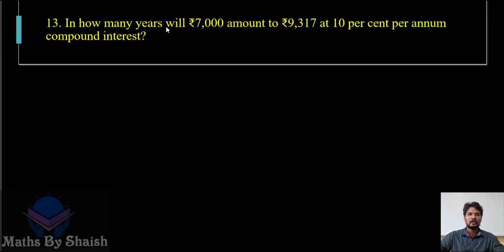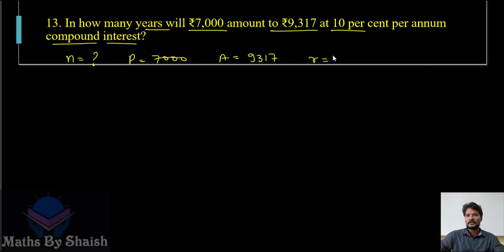13th question is, in how many years will 7,000 amount to this at 10% per annum compound interest? So again, we require N this time, P is 7,000, A is 9317, and rate is 10%. So this time again we have only one formula in this case, that is A equals P times 1 plus R over 100 to the power N.